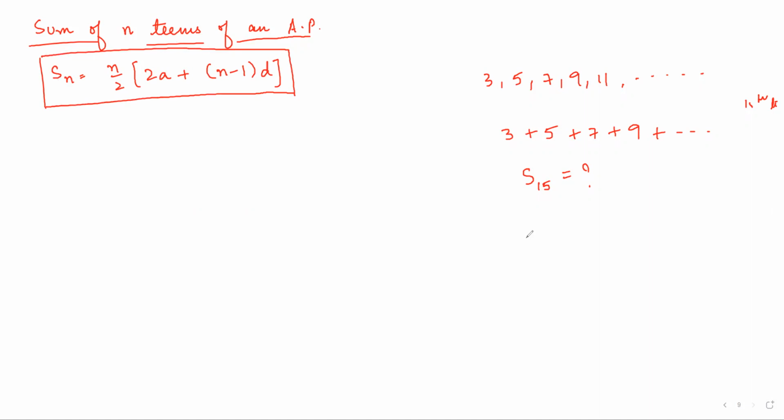Now if my AP looks like this, for example, the same AP 3, 5, 7, 9, 11, and ultimately I have given the last term. For example, let's say the last term is 73 or something, right? In such kind of AP where there is a last term given, the formula can be modified. Like how? I can write it like this.